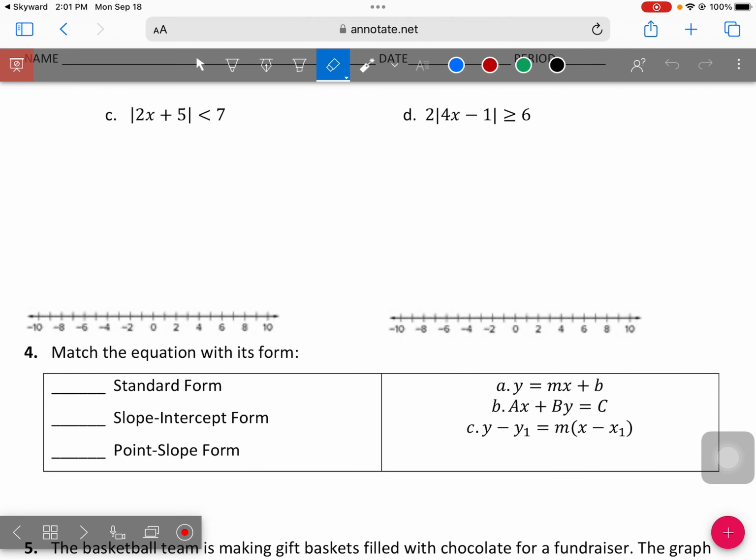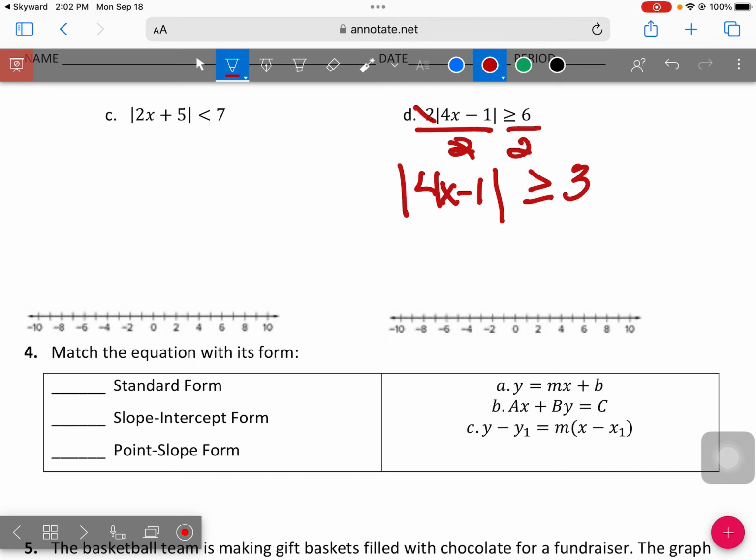2 times the absolute value of 4x minus 1 is greater than or equal to 6. Isolate and separate. Is it isolated? So I need to divide by 2. The 2's simplify out. I have the absolute value of 4x minus 1 is greater than or equal to 6 divided by 2, which is 3. Now it's isolated.